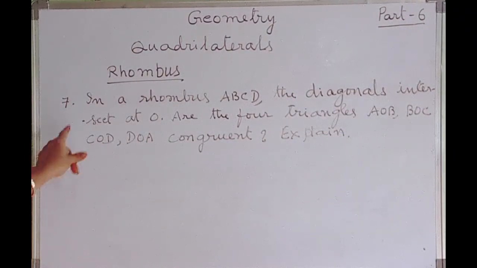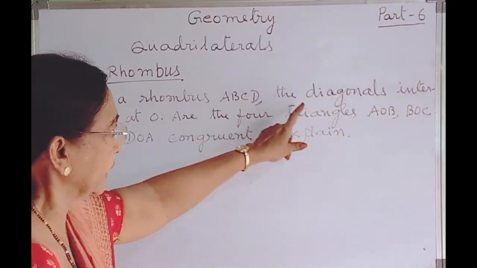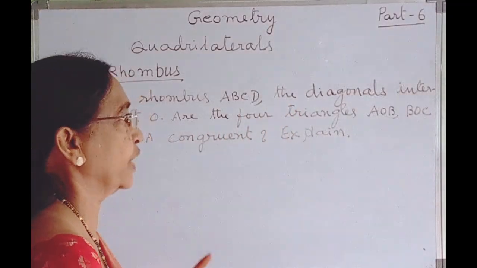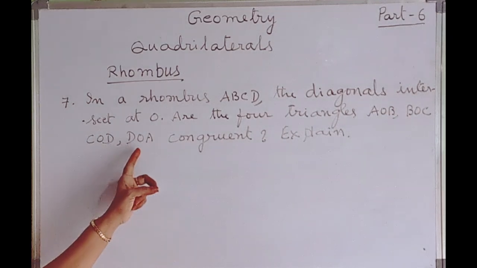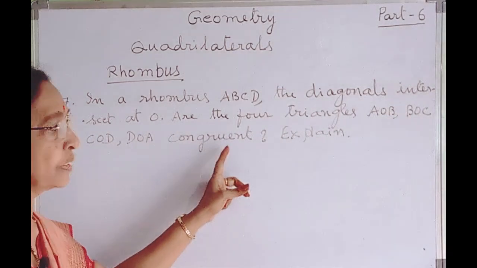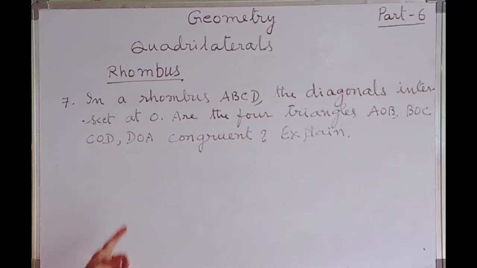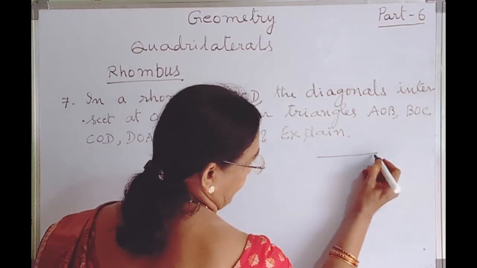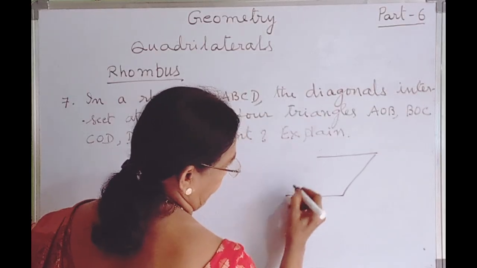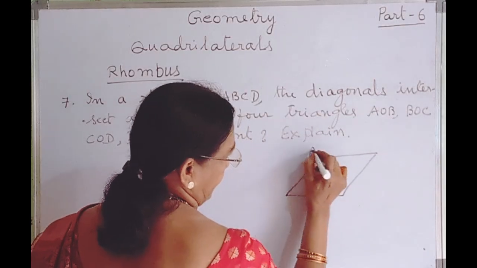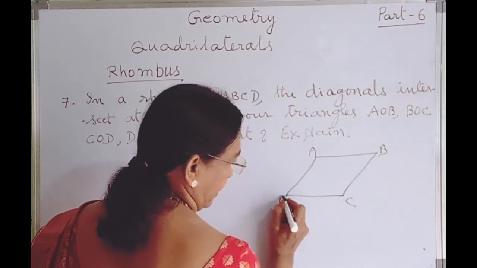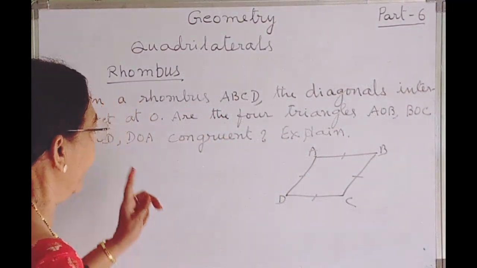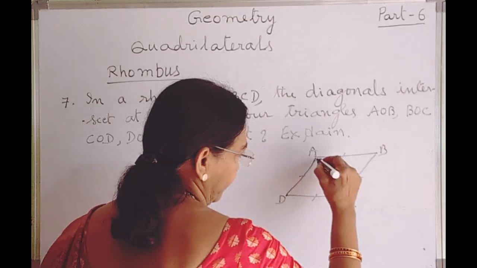Next, seventh problem. In a rhombus ABCD, the diagonals intersect at O. Are the four triangles AOB, BOC, COD and DOA congruent? Explain. In a rhombus ABCD, let us draw the rhombus first. The four sides are equal in a rhombus. The diagonals intersect at O.